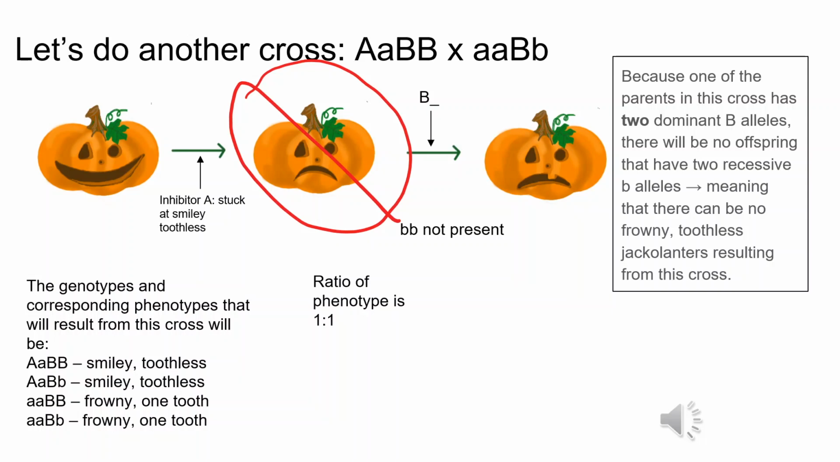The genotypes and corresponding phenotypes that result from this cross will be big A, big B, smiley and toothless, and frowny, one tooth. As you can see, those 2 are the same phenotype because 2 of them have the big A, which dominates. The other 2 have little a's and big B. That's all you can get.